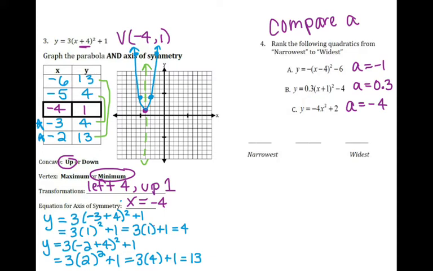And what I'm going to do is put it in order from smallest to largest value of A. Because your largest value of A is going to have the... Oh, I said that wrong. Sorry, I need to order it from the largest to the smallest value of A. So the narrowest is going to be the largest A, and the widest is going to be the smallest A. So in terms of my largest value of A, that's going to be 4. So that's letter C. The next largest value is going to be A, which is negative 1, and B, which is 0.3. So again, I'm just ignoring the negatives and putting the numbers in numerical order from largest to smallest.